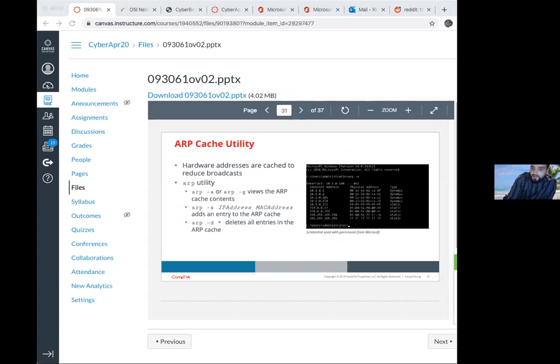All right, so there's something called the ARP cache utility. An ARP broadcast is going to be cached in an ARP table, and if the entry is used within a specific time period, the entry is going to be held in the cache before it gets deleted. Entries in the cache are usually timed out after a certain amount of time. Maybe you've changed the network card or something like that.